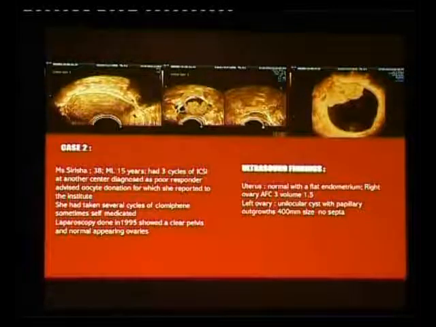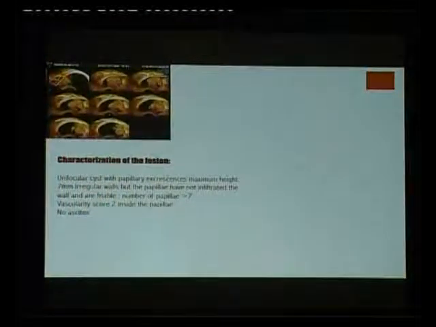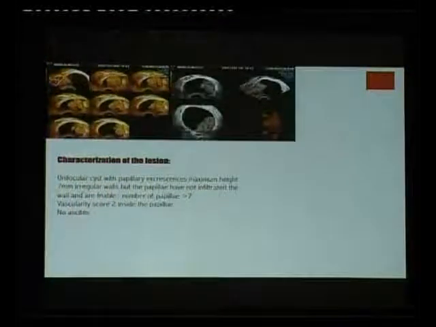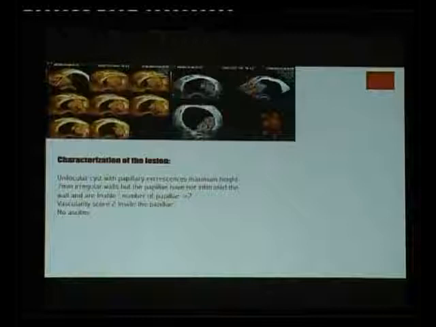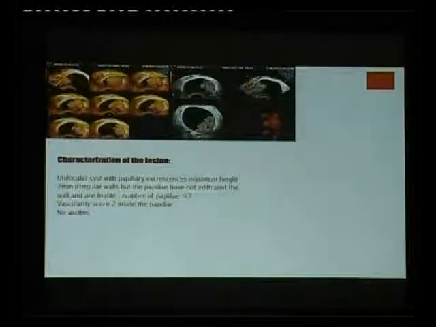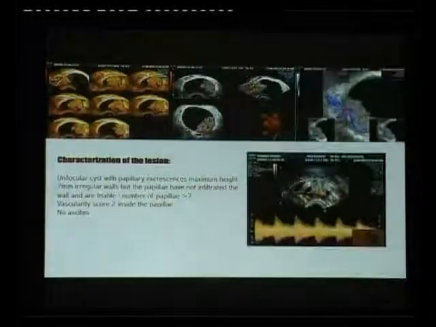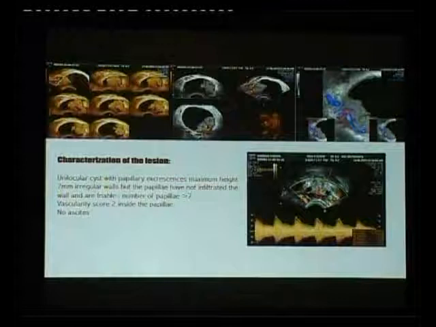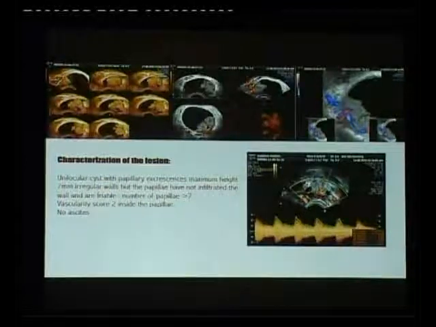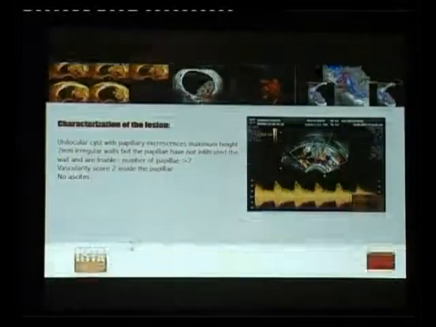In the left ovary, we found a unilocular cyst with papillary outgrowths, 400 millimeters in size, the size of the ovary. We then went to characterize the cyst. It was a unilocular cyst with papillary excrescences, maximum height of 7 millimeters. It had irregular walls, but the papillae had not infiltrated the wall, and the vascularity score inside the papillae was 2, and there was no ascites.